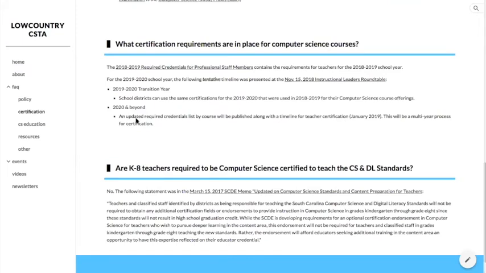Then for 2020 and beyond, they will be releasing an updated list with a timeline, and they said they'd publish it in January, which it hasn't been yet, but they're anticipating a multi-year process to get recertified. So that's the current information we have in regards to who needs to get certified.